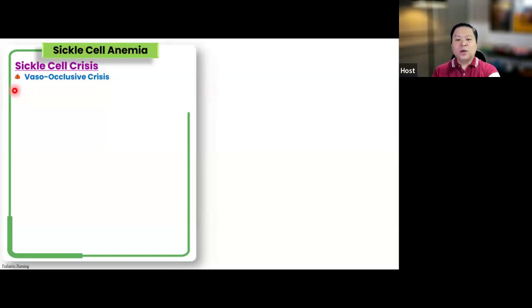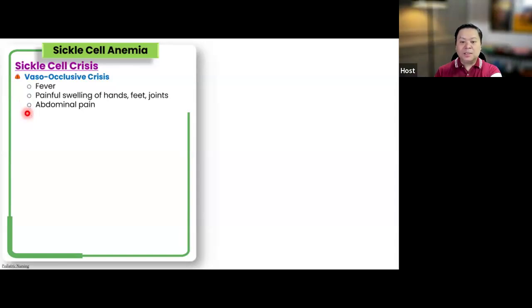And so this is going to be manifested by an elevated temperature. There will be swelling of the hands, the feet, the joints. Remember that most of these red blood cells will be trapped in the microcirculation. And so the joints that are no longer able to receive oxygenation are going to be tender, and they will swell up. And of course, if it's going to involve the abdominal circulation, there will be abdominal pain. So you got to watch out for these signs.